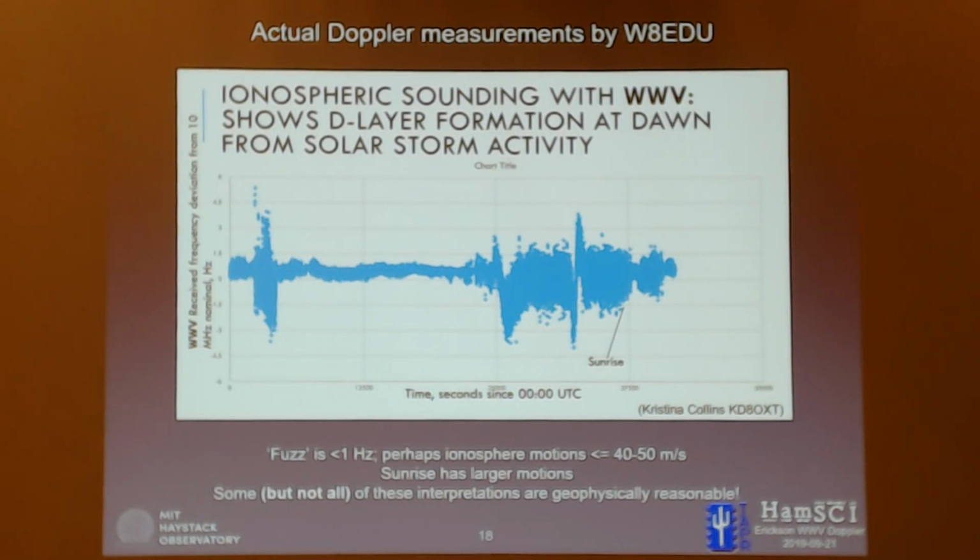So here's what Christina showed yesterday. You look at the scale, the fuzz is less than a hertz. So if I believe my circular symmetric ionosphere, maybe that's ionosphere motions in the tens of meters per second. That's very geophysically reasonable. You'll also notice that when things like sunrise happen, you can get a bump with larger motions. Some, but not all, of these interpretations are geophysically reasonable. So we're getting the right numbers even with a very simple model.